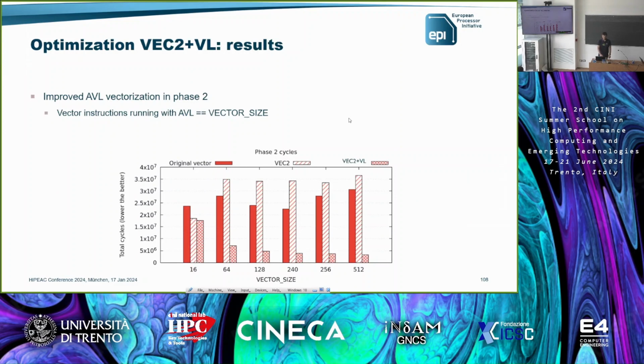So the optimization that we call vec2 plus VL is really decreasing. This is the original one, the red one. The one with the bar like this is the one that we try to make better, but in reality it gets worse, because we enable vectorization, but the vectorization is so bad that we are going slower than scalar in some cases. And then we swap the loops, and then yes, we take full advantage of the vectorization.